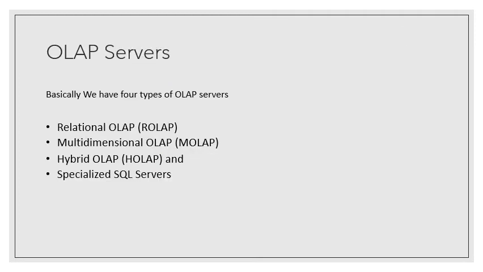There exist different types of OLAP servers which provide their own services. Basically, we have four types of OLAP servers: the relational OLAP or ROLAP, multidimensional OLAP or MOLAP, hybrid OLAP or HOLAP, and finally we have specialized SQL servers.